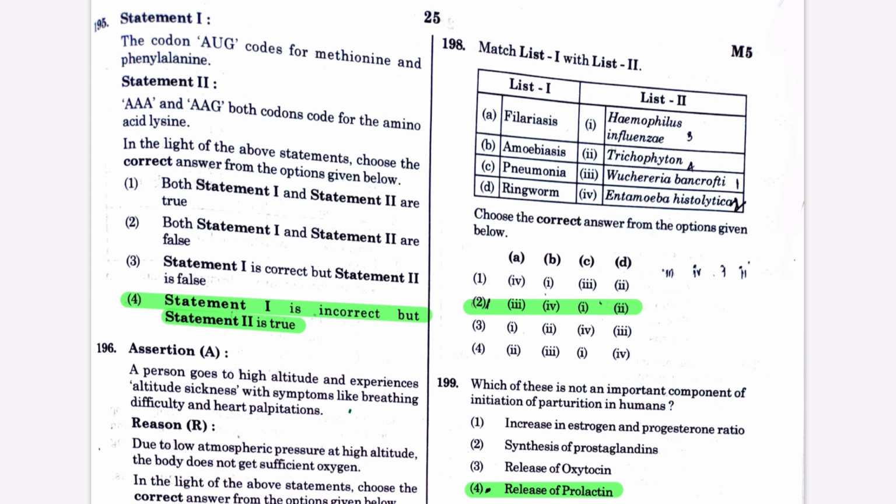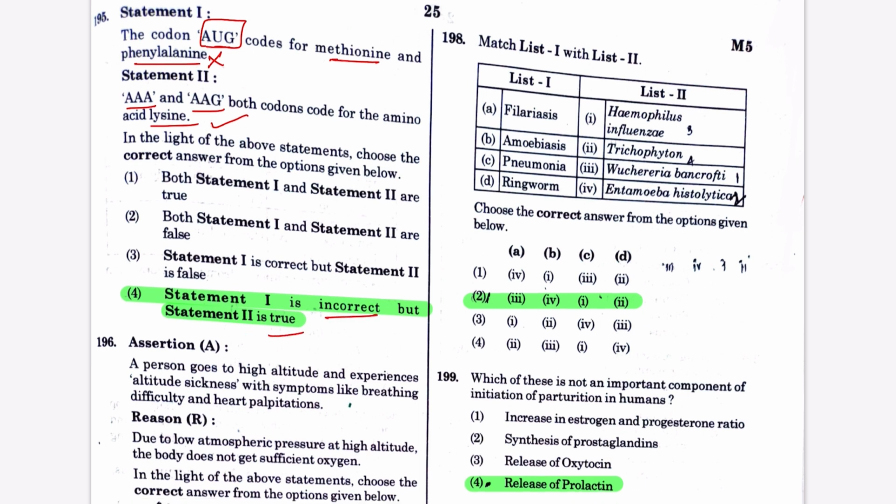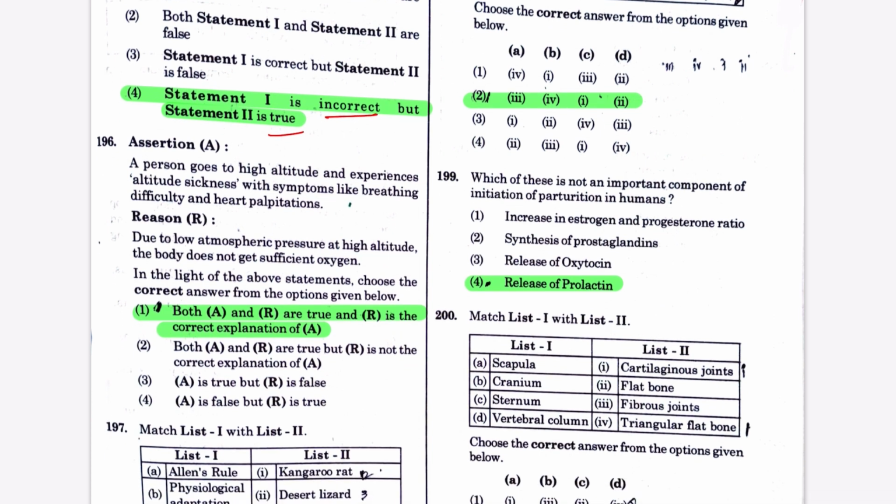Okay, AUG will code for methionine and phenylalanine. This is wrong because AUG will code for methionine but not phenylalanine. Look at the second option, AAA and AAG will code for the amino acid lysine. This is right. So statement 1 is incorrect, but statement 2 is true. So option 4. And again, an assertion and reason question has been asked.